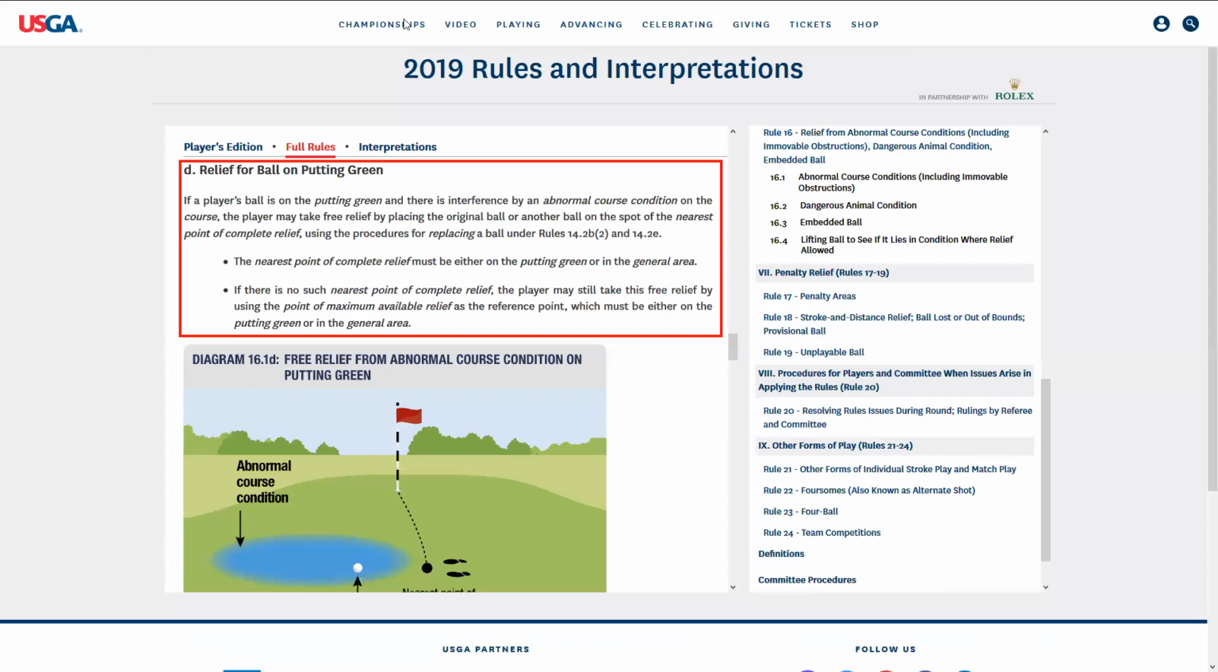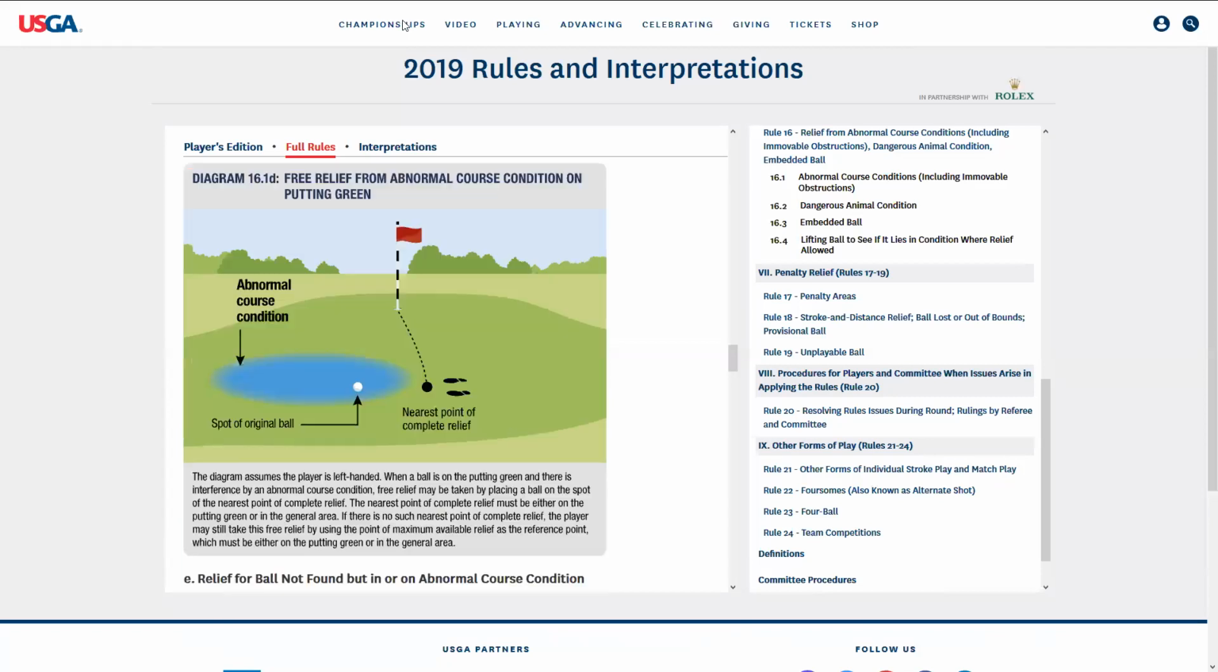So let's look at the drawing, which is 16.1D. In this drawing, the player is left-handed. The ball is in temporary water, again, the player is left-handed. So the nearest point of complete relief is where the black dot is, and the person simply places the ball there. Just that simple. Assuming that the ball was on the very left side of that temporary water.